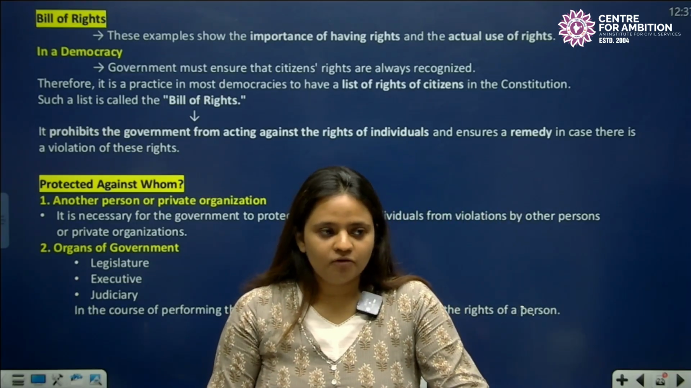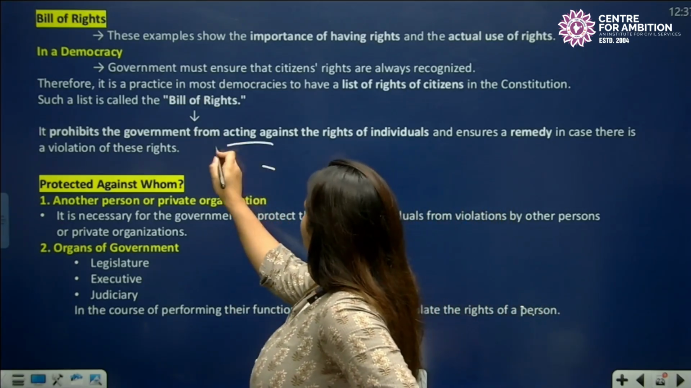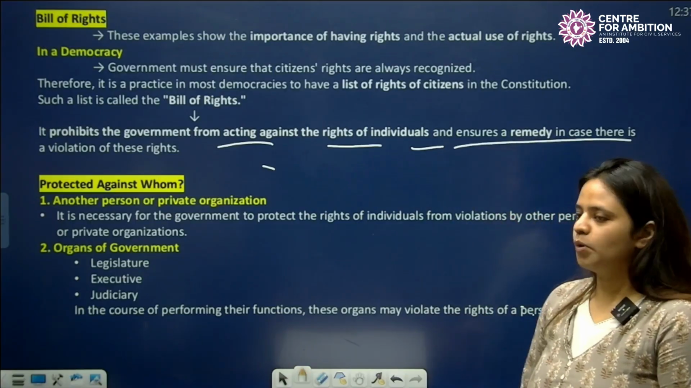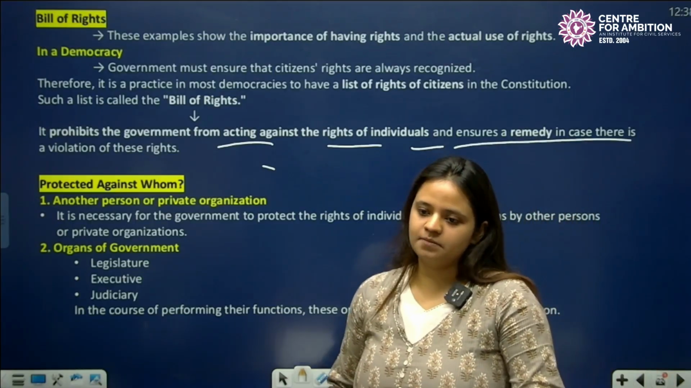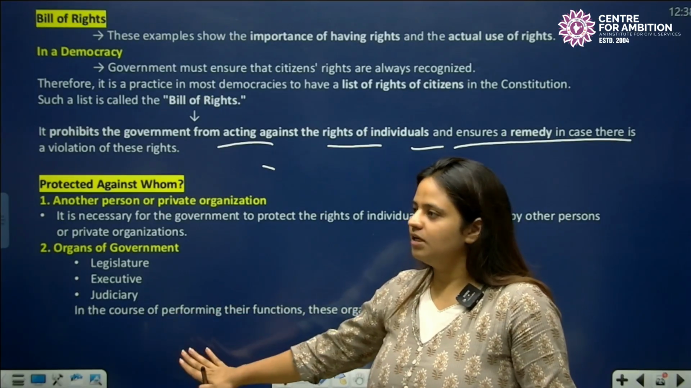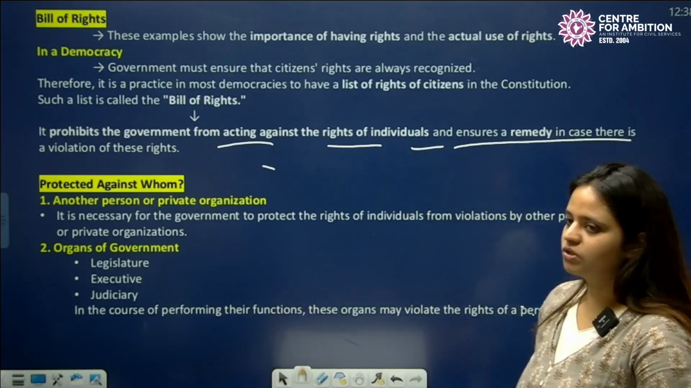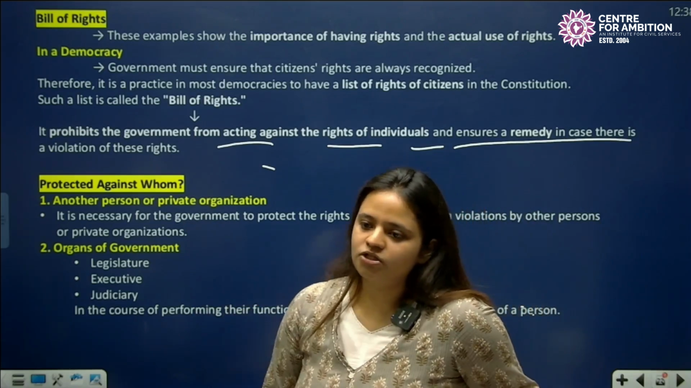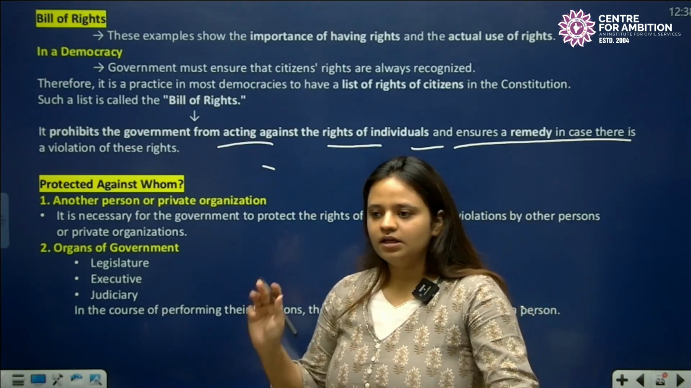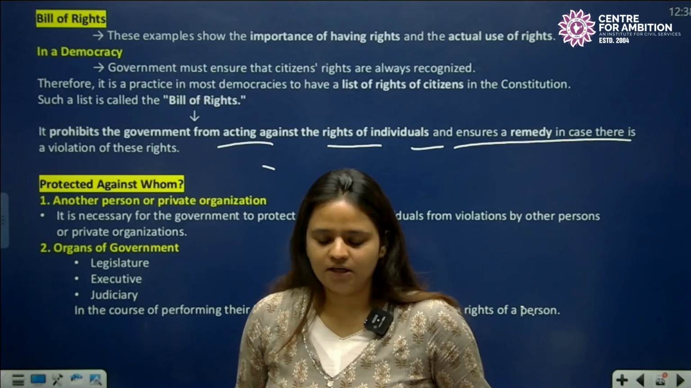ठीक है, तो Bill of Rights क्या prohibit करता है? It also prohibits government from acting against the rights of an individual. ठीक है, और in case it is violated, उसको remedy, उसको justice मिले. In similar cases that we have seen in India, in 1982 वाला जो मैंने आपको instance example दिया था अभी construction worker वाला. So in case there is a violation, you get a remedy for it. The Bill of Rights in the US states there is a list of certain rights which have to be recognized by the government in a democracy.